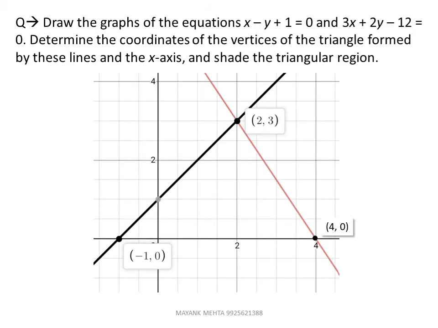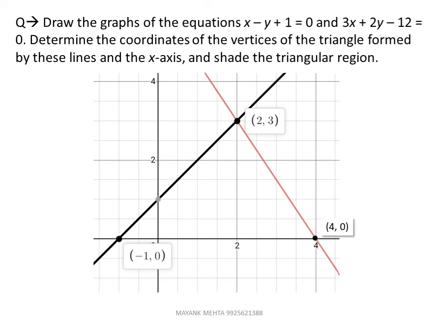Now draw the graph of the equations x minus y plus 1 is equal to 0 and 3x plus 2y minus 12 is equal to 0. Determine the coordinates of the vertices of the triangle formed by these lines and the x-axis and shade the triangular region. अभी देखो आपको यहाँ पे दो इक्वेशन दिए गए हैं, वो दोनों इक्वेशन को आप जब ड्रॉ करोगे तब वो आपको नीचे ऐसे डायग्राम दी गई है वैसे आपको ग्राफ मिलेगा, x minus y plus 1 and 3x plus 2y minus 12.